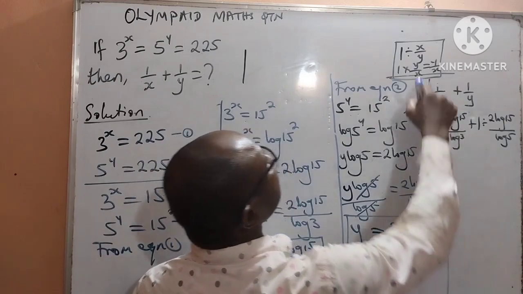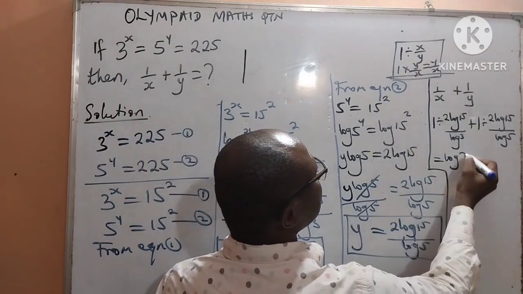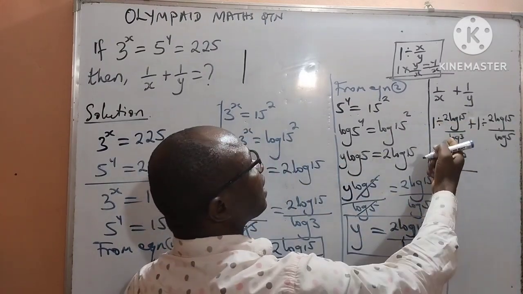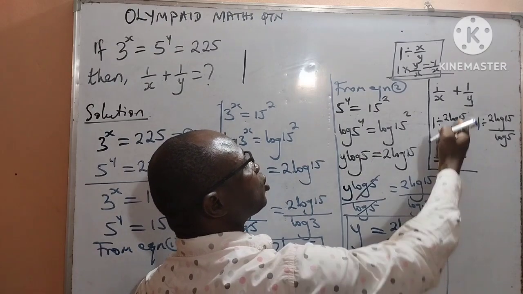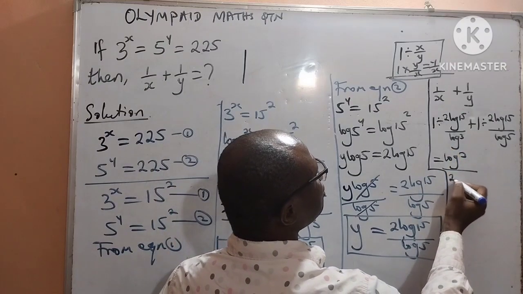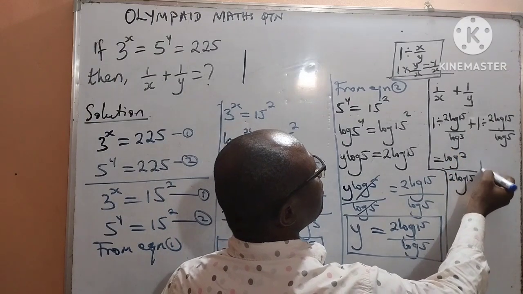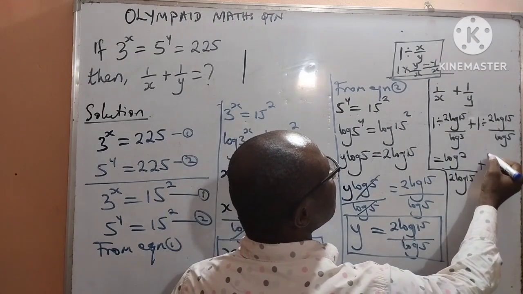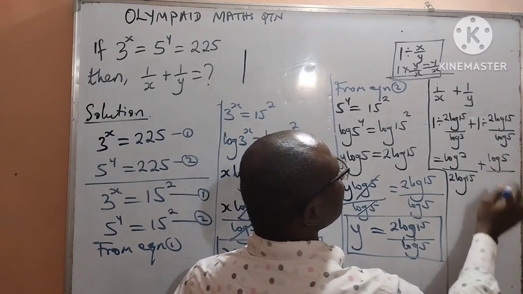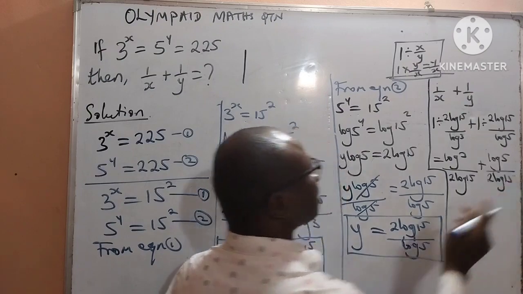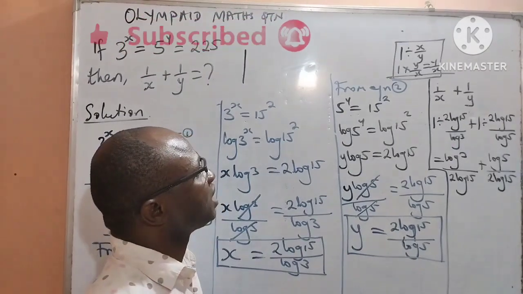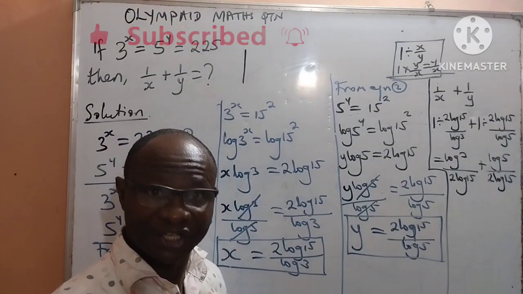It is going to be for me by this log. Log 3, all over, that is, I have changed division to multiplication and then moved my denominator to the numerator and the numerator back to the denominator. And what I have now is log 3 all over 2 log 15. Plus, the same thing will happen here. I'll have the log of 5 all over 2 log 15. That is where we are.